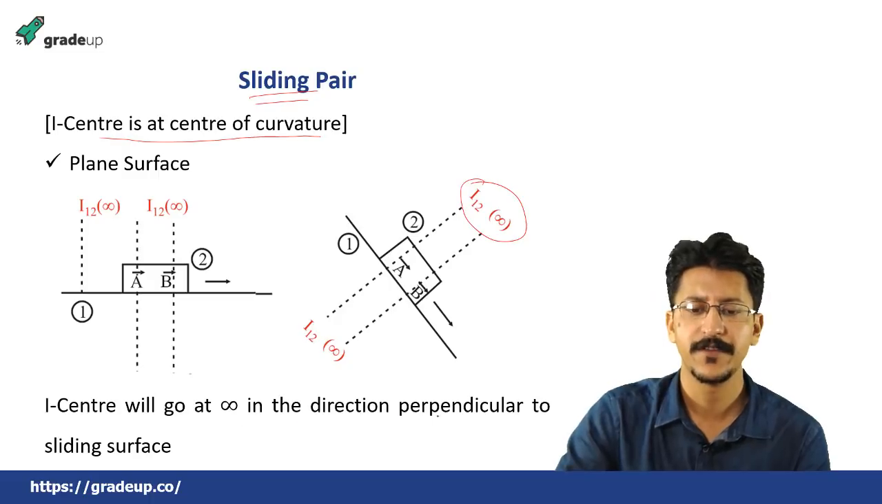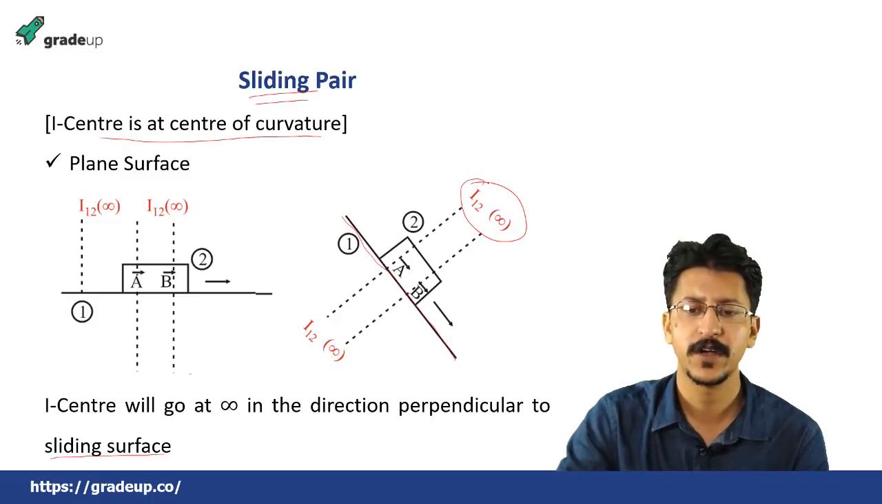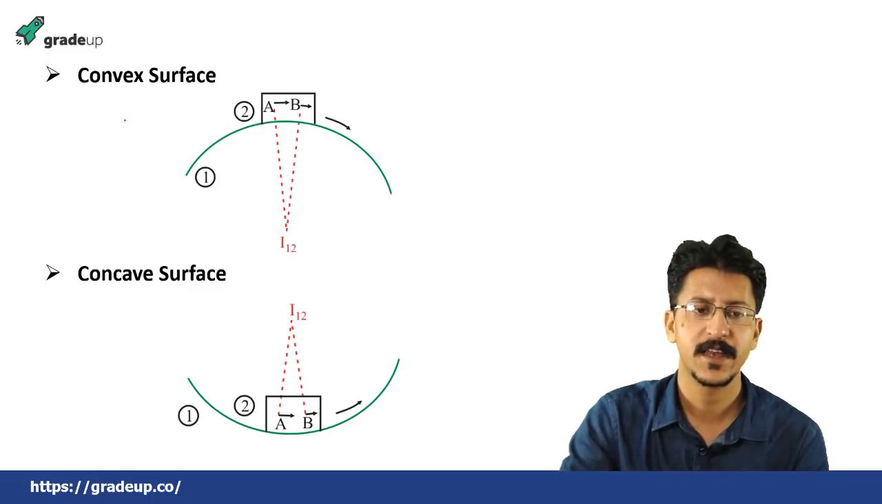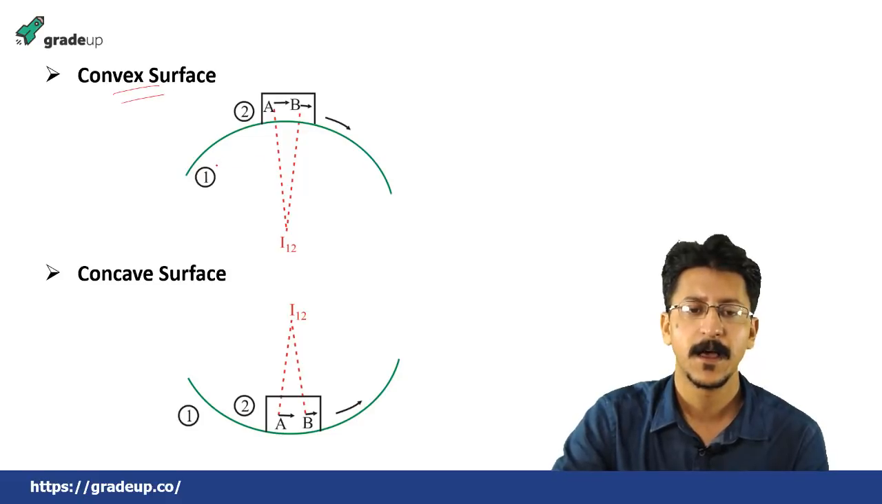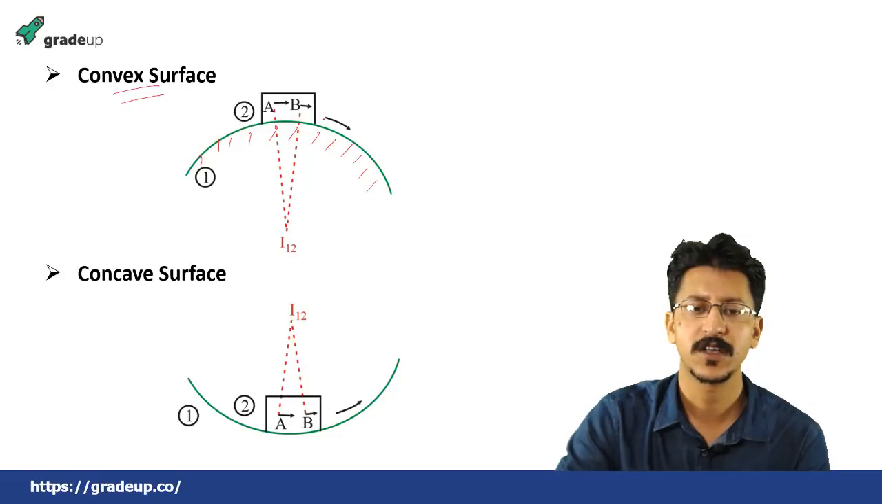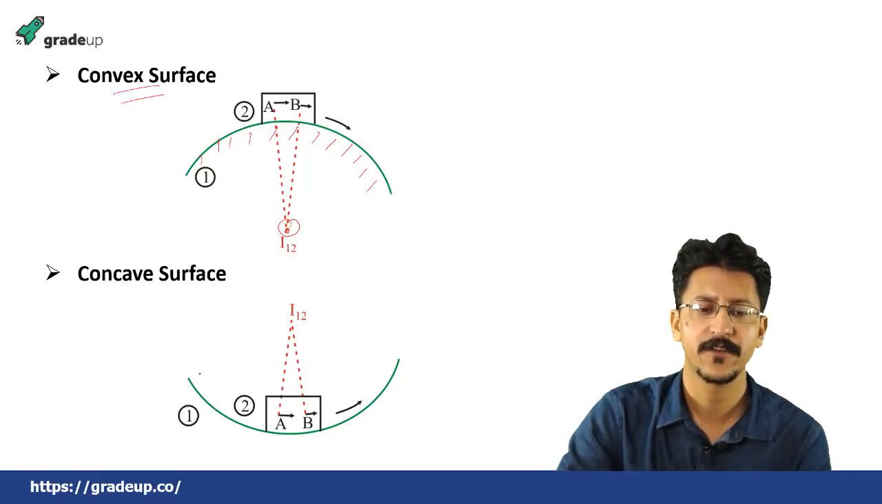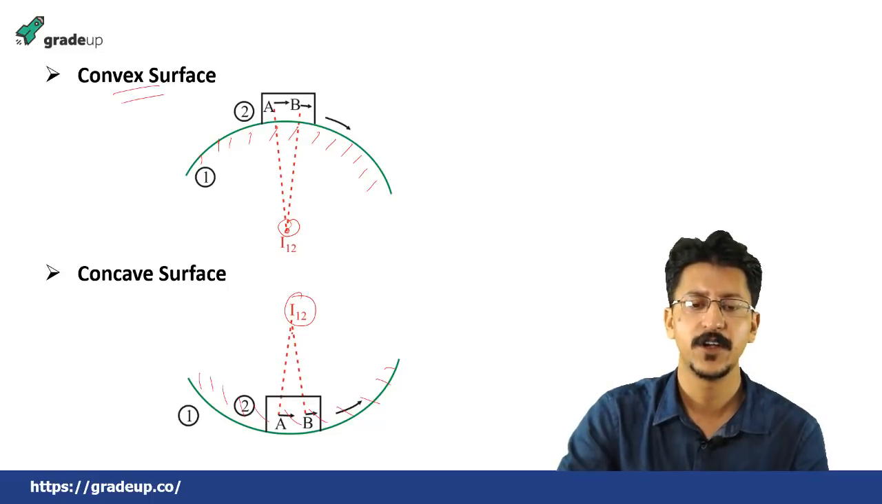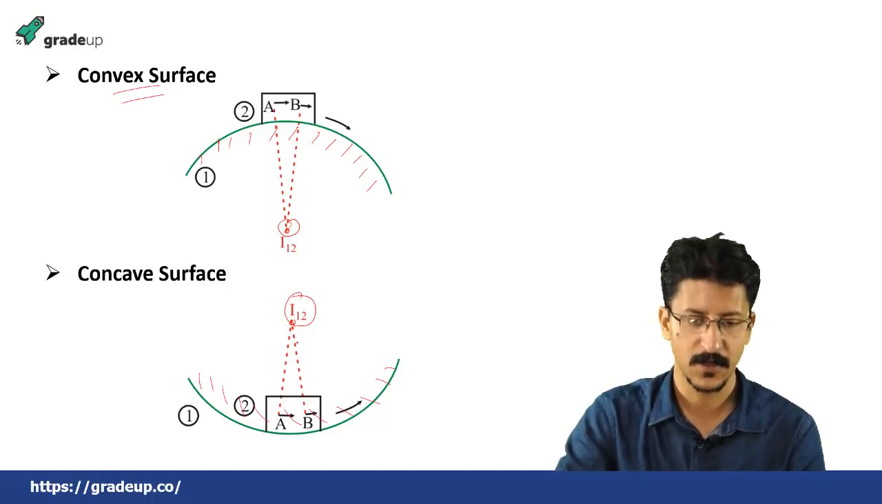The I center will go to infinity in a direction perpendicular to the sliding surface. This plane is a sliding surface, so perpendicular to it, it will be at infinity. Then in case of a convex surface, if a block is sliding, the I center will be at its center. In case of a concave surface, if this block is rotating, the I center will be at I12, again at the center of this curve.